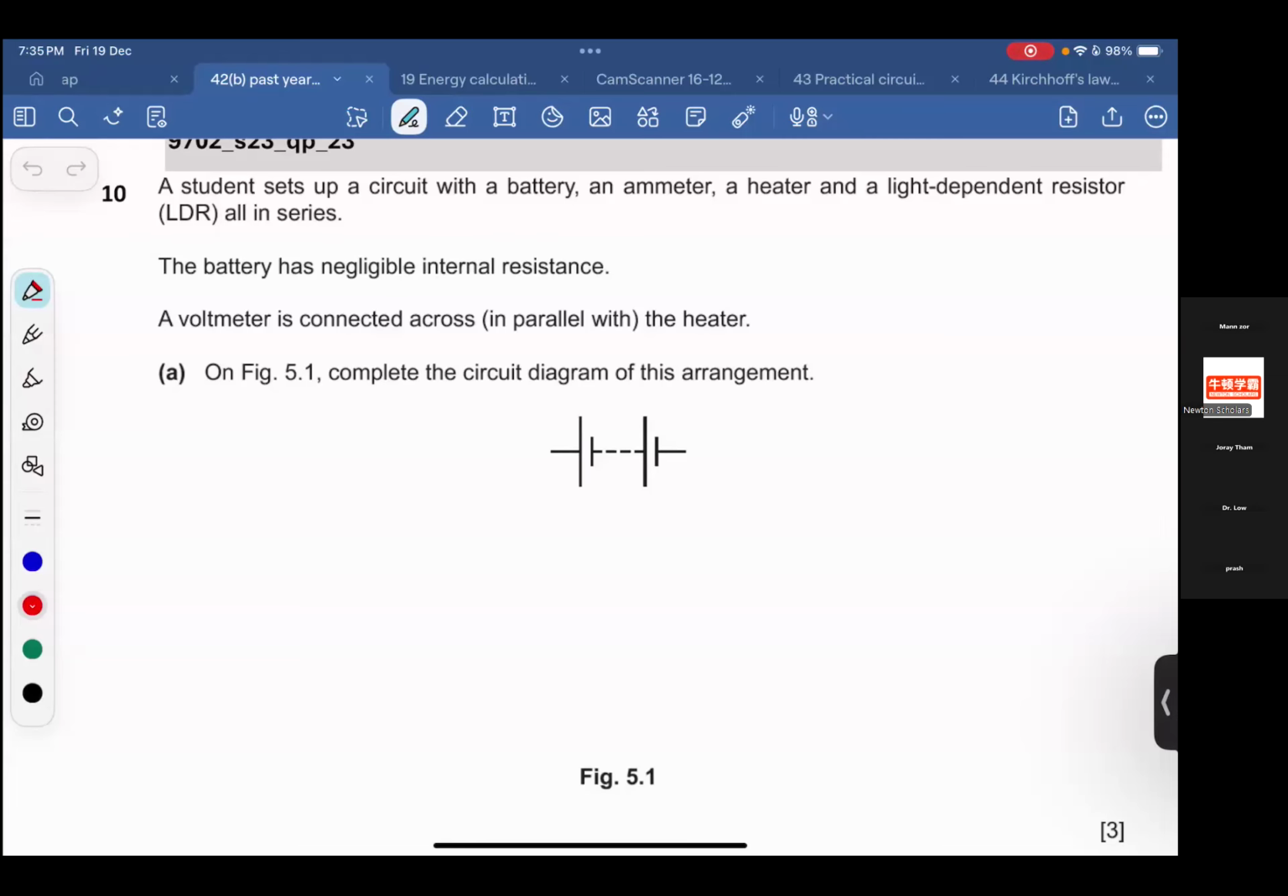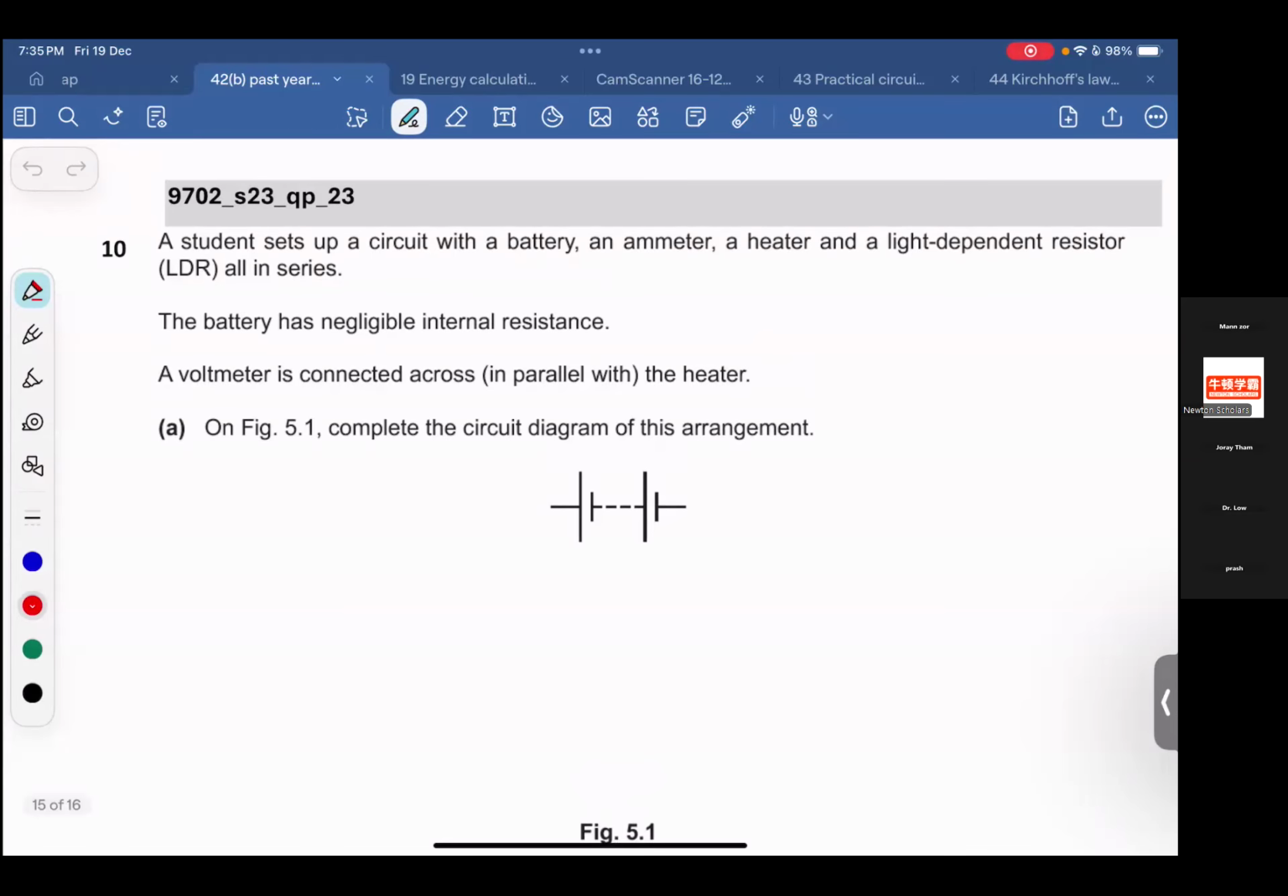Okay, boys and girls, we continue the last week lesson 42B. We still have page 15 and 16. We completed it. Okay. Question number 10. This is 2023 past year questions. A student set up a circuit with a battery, emitter, heater, LDR all in series. Okay, all in series. The battery has negligible internal resistor.